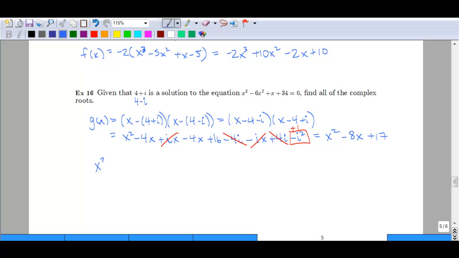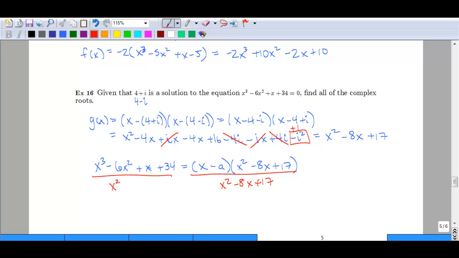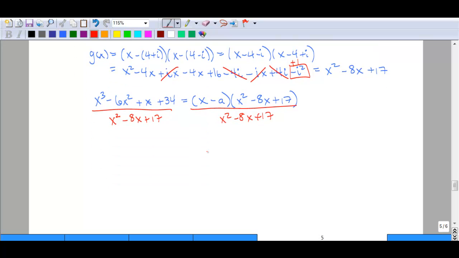So now we know that x cubed minus 6x squared plus x plus 34 is equal to some linear factor x minus a times x squared minus 8x plus 17. So when we go through, we can really just divide both sides here by this. This one is a little bit more difficult to factor, so we're going to look at long division as our method for simplifying here.